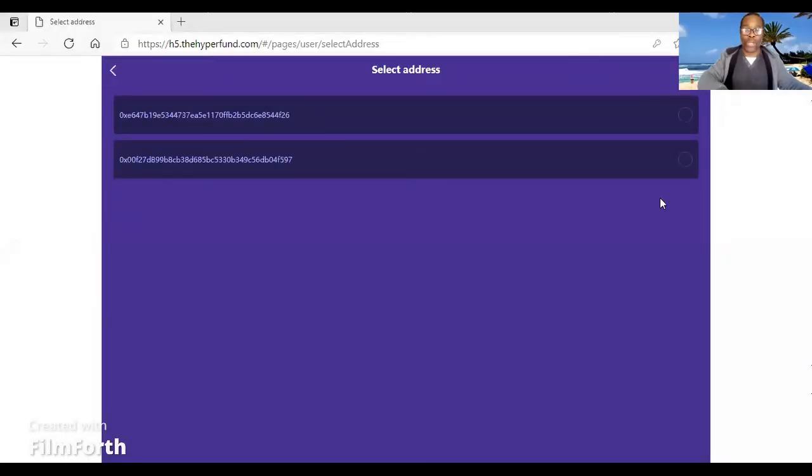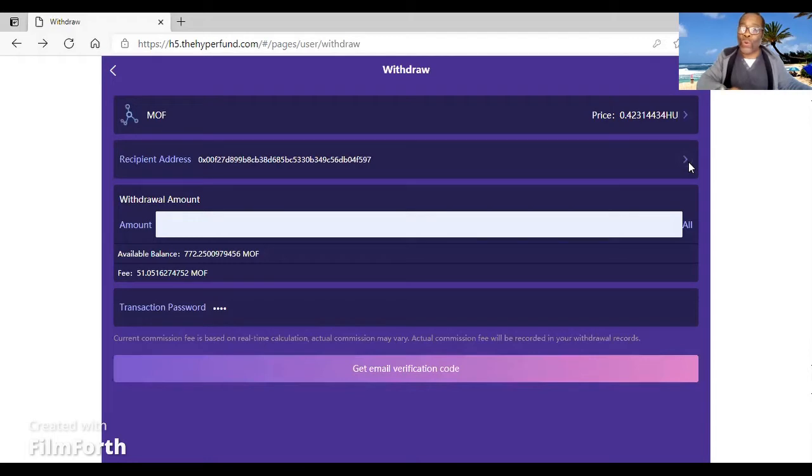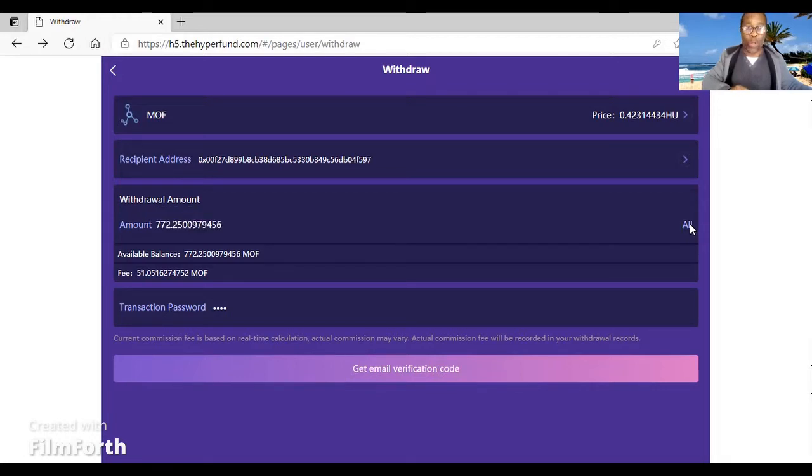So I will happily take my WHO exchange MOF address. You can see once I click on that, then it takes it. And now I'm happy to take all of it to the exchange. I check all. It says 772.25 MOF is what I got from this exchange.